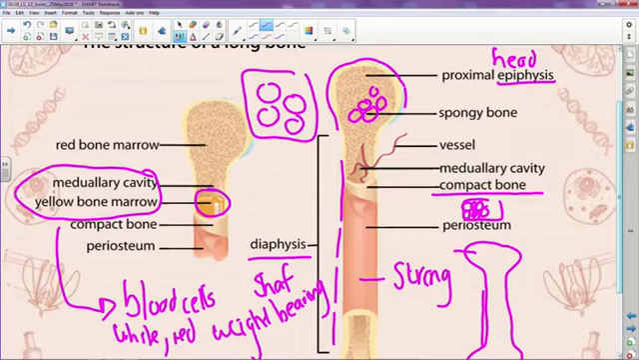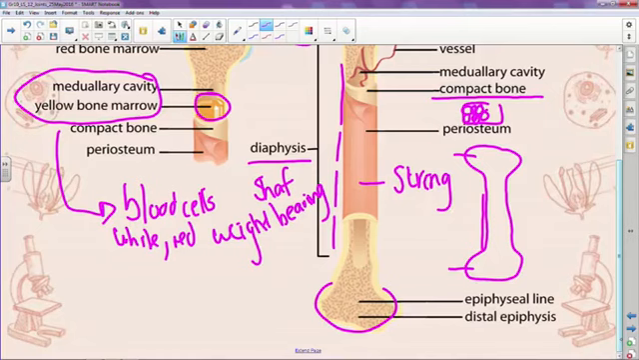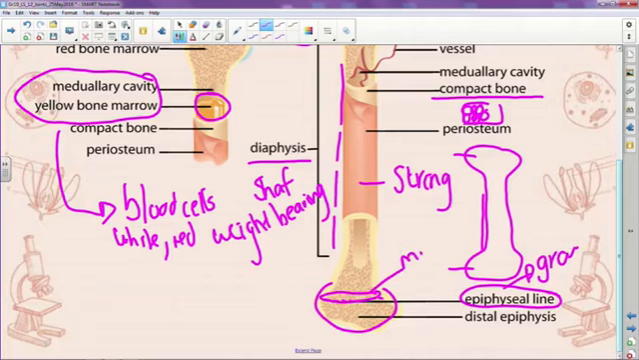Also, if we have a look at a bone, you will sometimes see an imaginary line that goes across the bone. This is called your epiphyseal line. This is where you grow. What do I mean by that? The tissue inside here can divide by mitosis. When it divides, we put on more bone tissue, and if we put on more bone tissue, what happens to your bone?